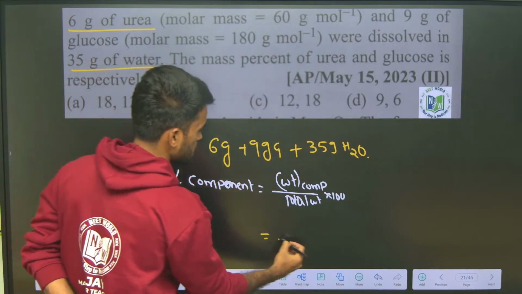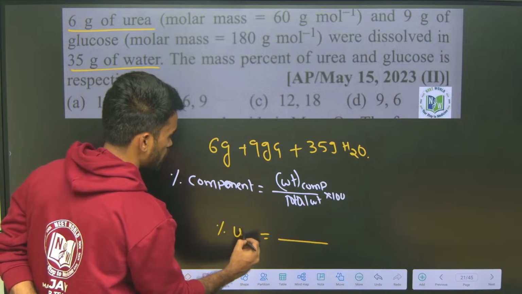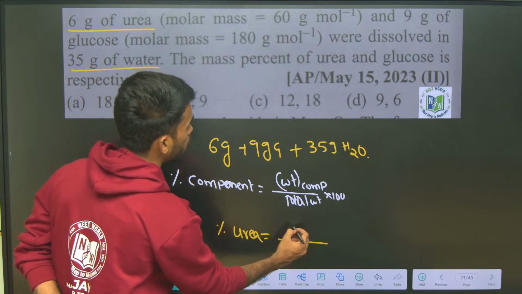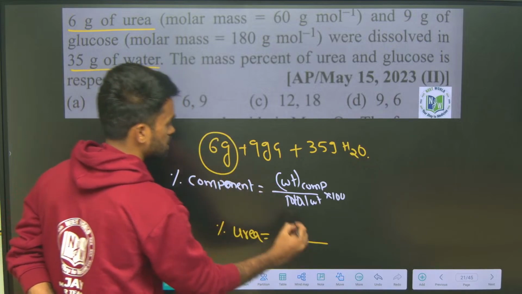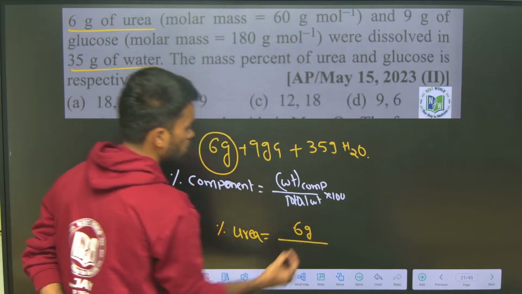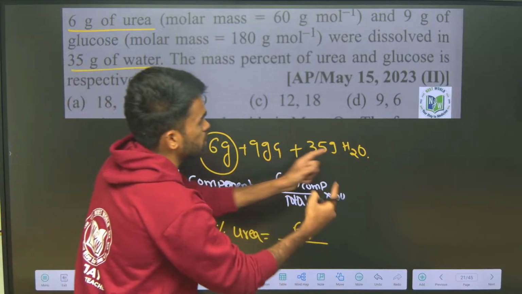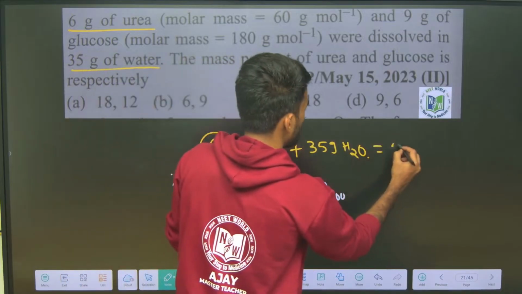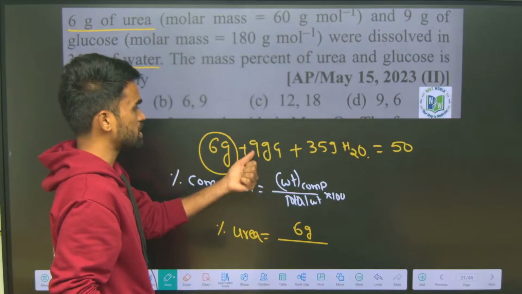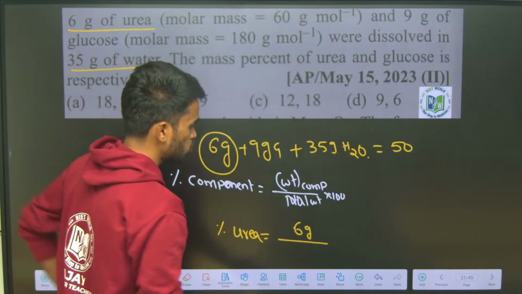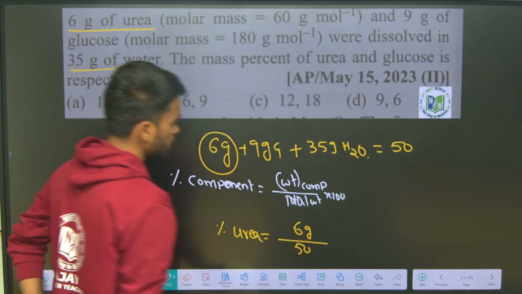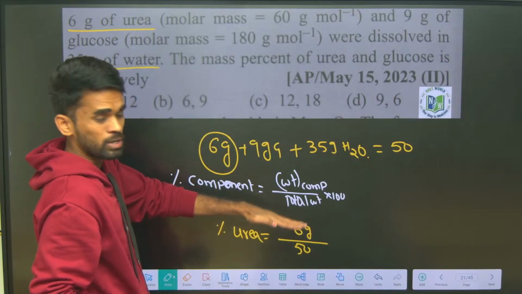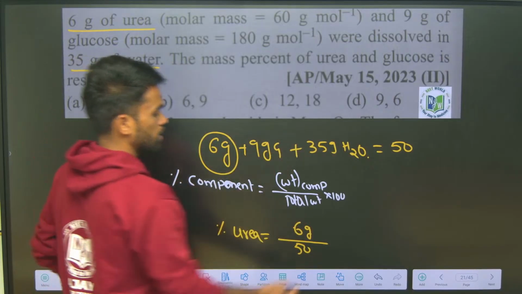So what is the percentage of urea? You can take percentage of urea equals weight of urea. How much weight of urea is given? 6 grams in the solution taken. Okay, and what is the total weight of this mixture? Water plus glucose plus urea here is 50 grams, right? See here, 6 plus 9, 15 plus 35, 50. So total weight is 50 grams. Okay, it means weight of urea by total weight of this mixture into 100.